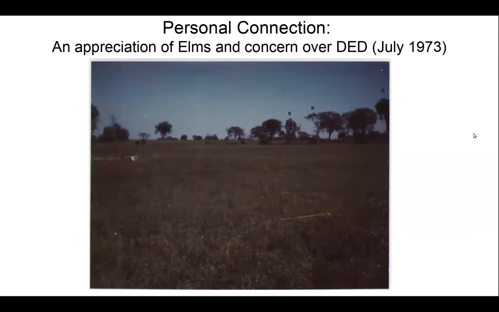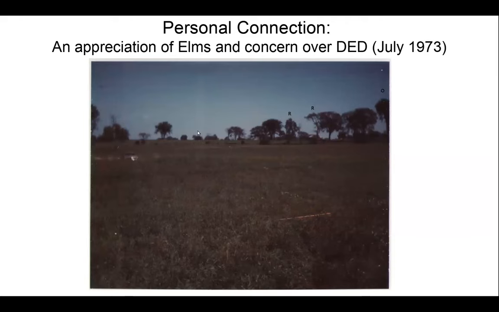And then we move on to July 1973. You see a lot of nice looking trees on the right. This is a fence row. But on the left, there's already a big dead tree, which is a dying or dead American elm. In the background, some of the crowns look pretty light. Looks like they're dying as well.